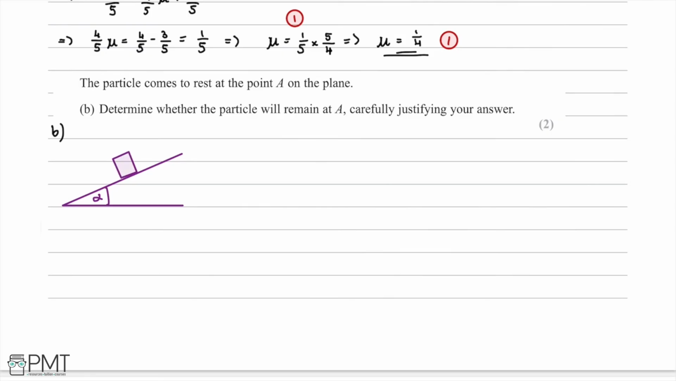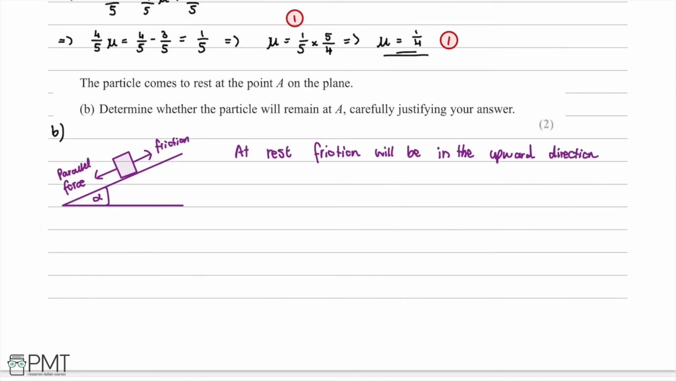I'm not going to annotate it in as much detail as before, but this time we know that when the box is at rest, friction will push upwards and our parallel force will push in the other direction. So that's our parallel force. So we'll just note that down. At rest, friction will be in the upward direction. So then basically what we need to do is we need to compare the friction and the parallel force to see which one is going to be greater. And then from this we can see, will it remain at rest or will it move in some direction.